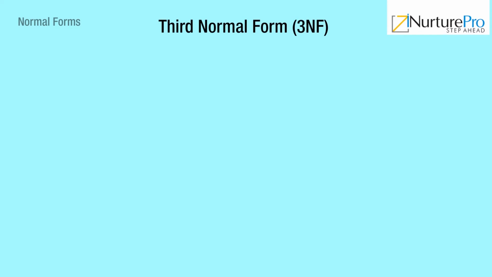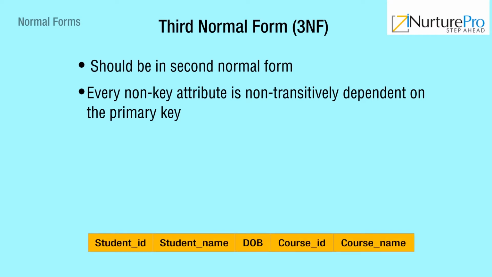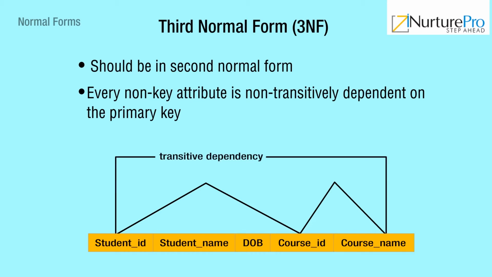Now, let's look at third normal form. A relation is said to be in third normal form only if it is in second normal form and every non-key attribute is non-transitively dependent on the primary key. If any relation has a transitive dependency on the primary key, then the relation violates the rule of third normal form. Let us consider an example of a student detail table which is in second normal form. Here, the column course ID is dependent on student ID, whereas course name is dependent on course ID, but not on the primary key student ID. This dependency is called transitive dependency.